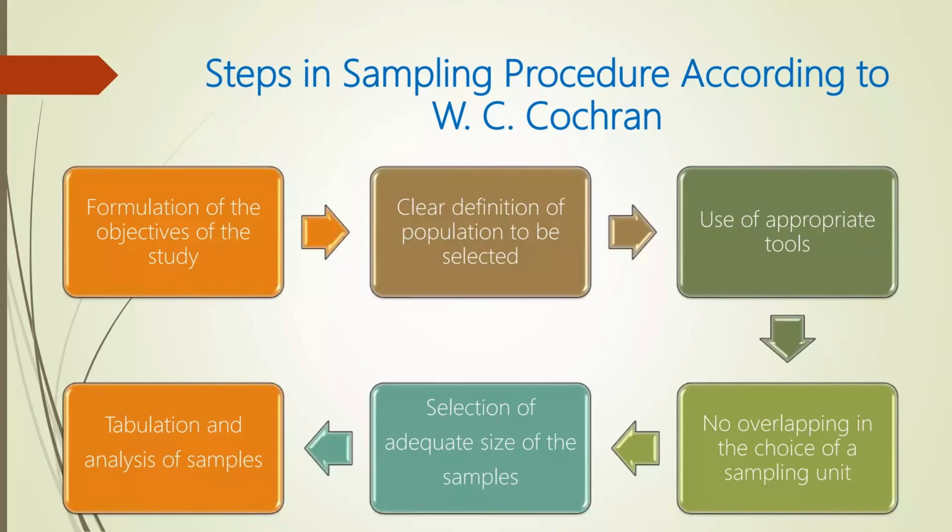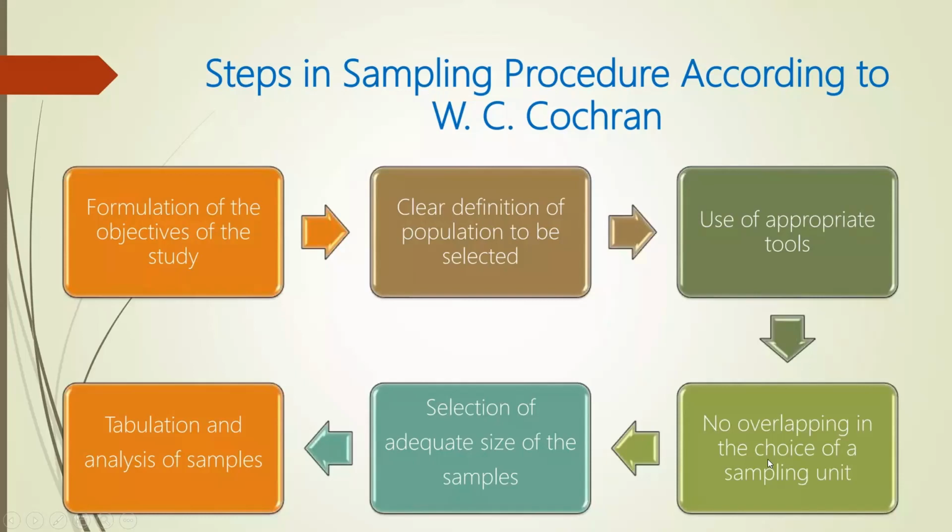Then use of appropriate tools. Now which tools will I use, right? Tools in the sense that, as I said, I want to find out how many students like the teaching method, and I have selected 200 people. So how am I going to take the feedback? Am I going to give a questionnaire? Am I going to take their interview? Then I'm going to decide which tool I'm going to use. So the tool must be appropriate, right? These are very important steps when you're doing the sampling.